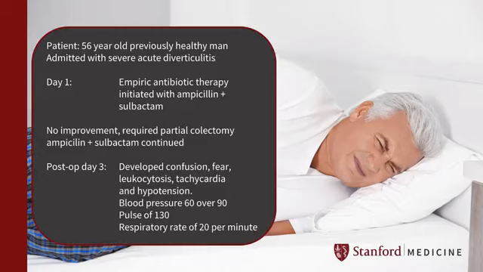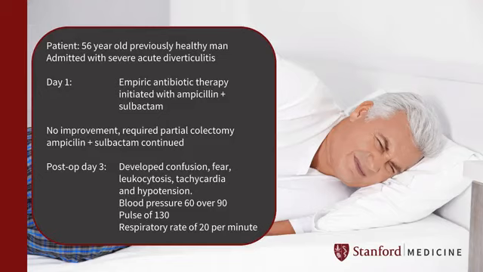The patient was a 56-year-old, previously healthy man who was admitted to the hospital with a severe acute diverticulitis. Empiric antibiotic therapy was initiated at that time with ampicillin plus sulbactam. However, the patient continued to do poorly and required a partial colectomy. Ampicillin sulbactam was continued, but on the third postoperative day he developed confusion, fever, leukocytosis, tachycardia, and hypotension.